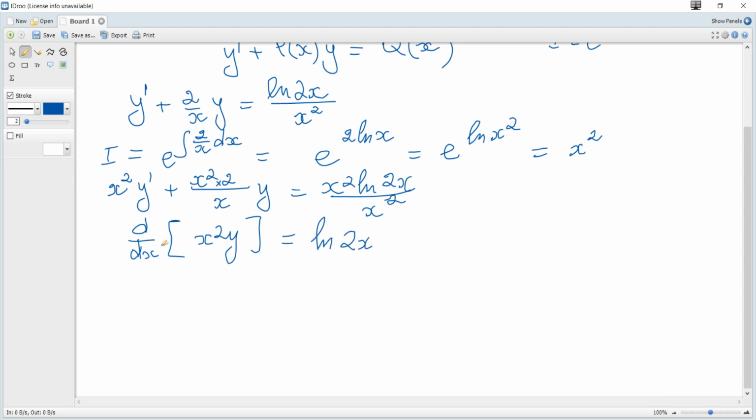Hence, if its derivative is equal to something, a given function is the integral of the right hand side, or we can integrate both sides. Integral of derivative is just a function and is equal to the integral of the right hand side. So x squared y is integral ln 2x dx. How to find this integral? We can apply integration by parts.